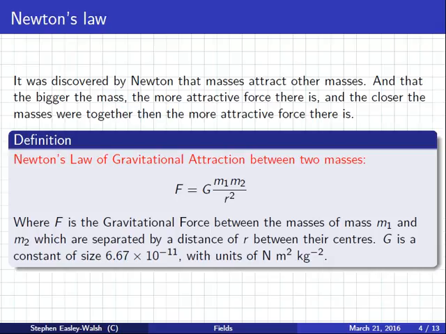So Newton was a busy man. He has many laws. This is his gravity law. What is G? G is a constant. It's always 6.67 times 10 to the minus 11.